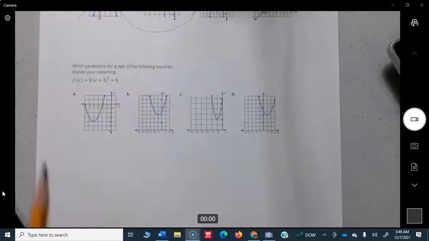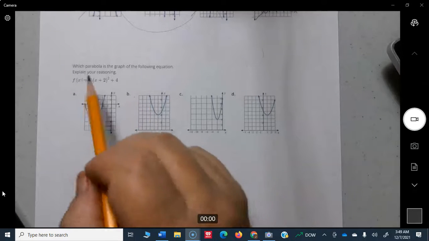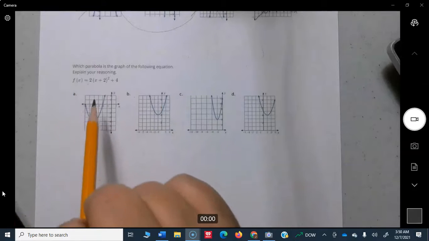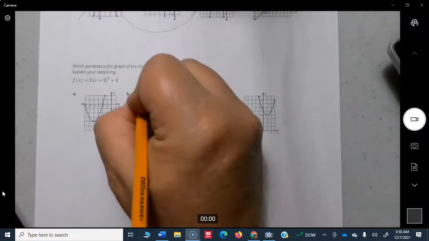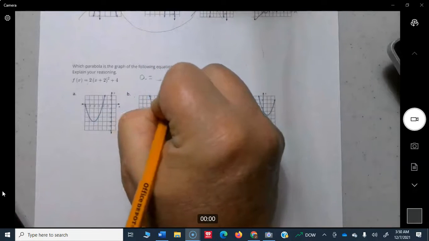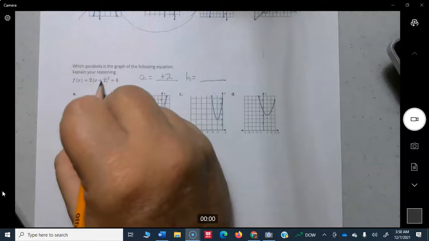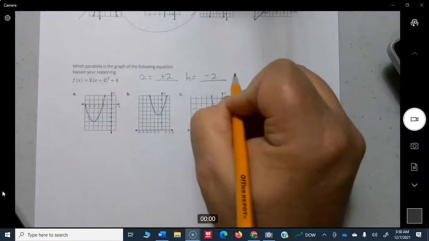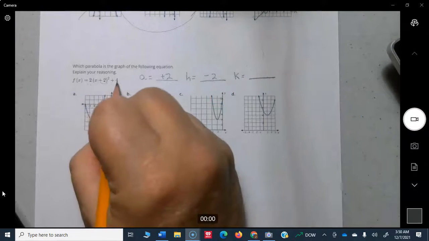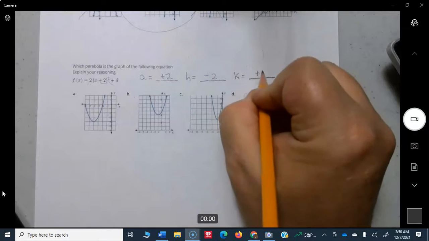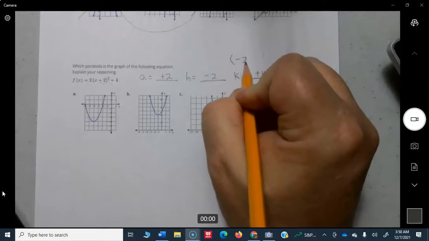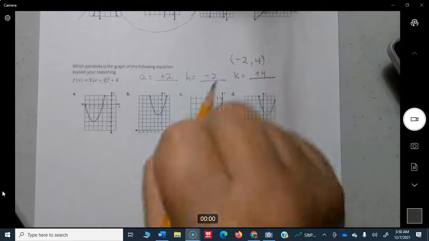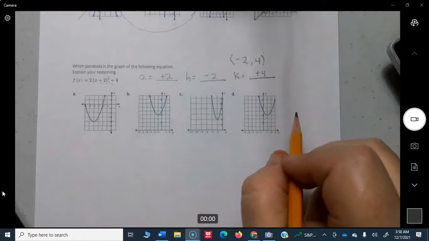Okay. All right. Let's go ahead and do this last one. So it's got a positive A value, so it's got to be upward curved. Well, all of them are, so that doesn't help us to eliminate any of them. So let's go ahead and write our A, H, and K. So A is +2. H is the opposite of this, so it's -2. And K is the same as this, so it's +4. Okay? So that means the coordinates of our vertex are going to be -2 for the H and +4 for the K. So now we've got to find a vertex of -2, +4.